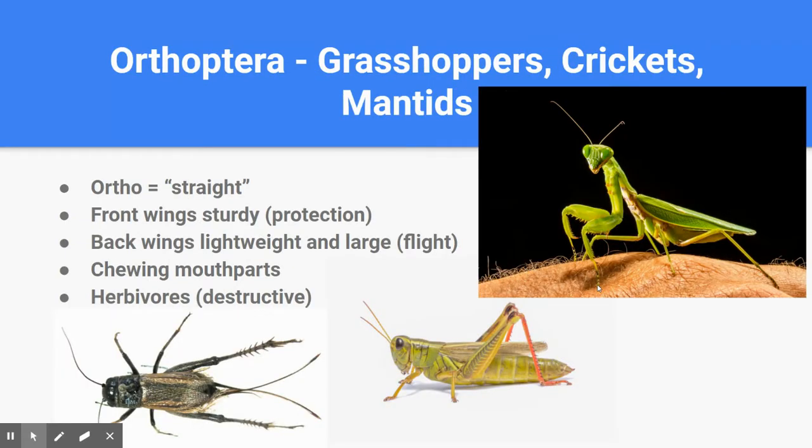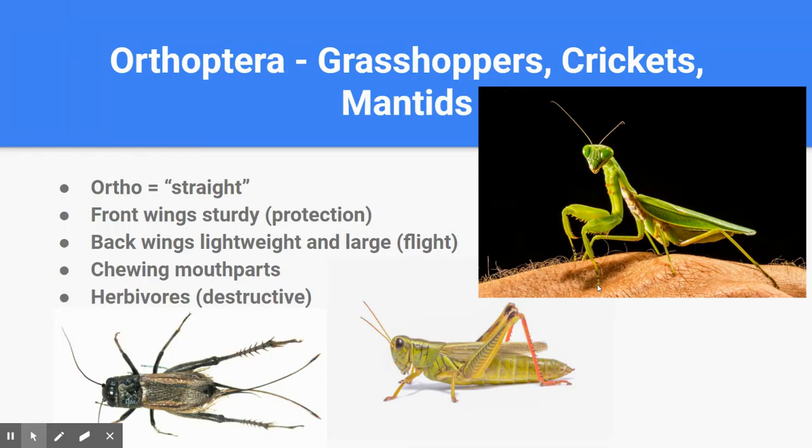Our fourth group today is Orthoptera, and these are the grasshoppers, the crickets, and the mantids, or mantises, as you might have heard them called. So ortho, if you are aware of braces on your teeth, you're familiar with going to the orthodontist. The term ortho means to straighten or straight. You go to the orthodontist because they're straightening your teeth, right?